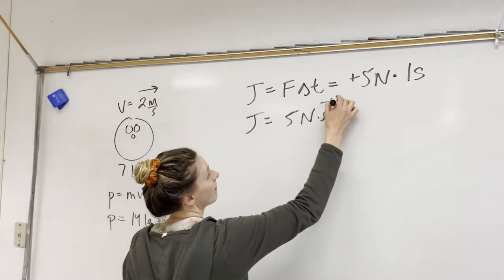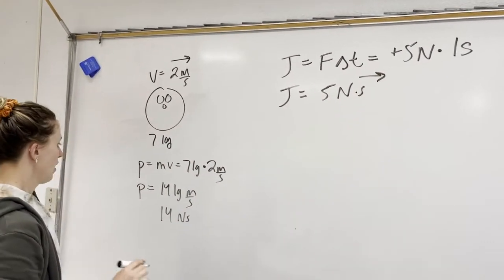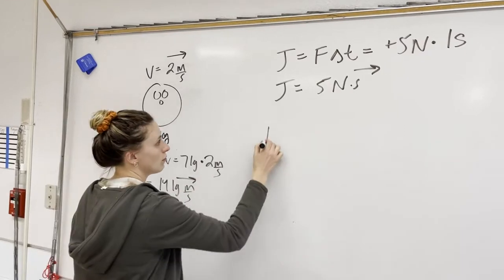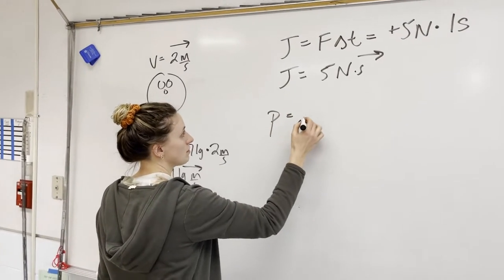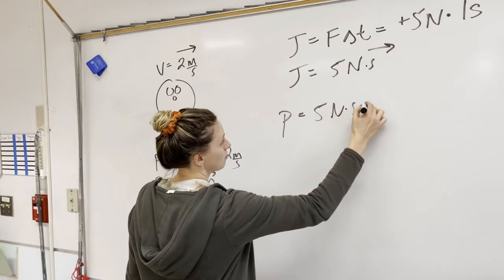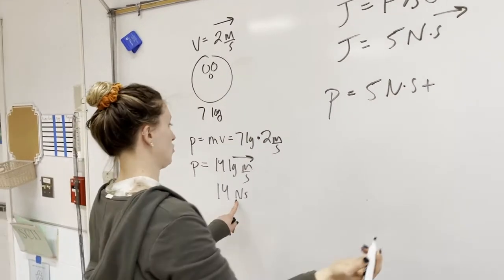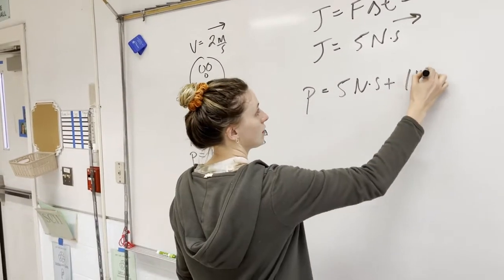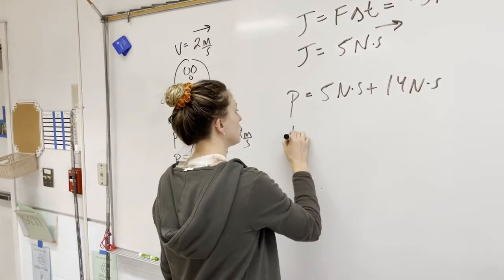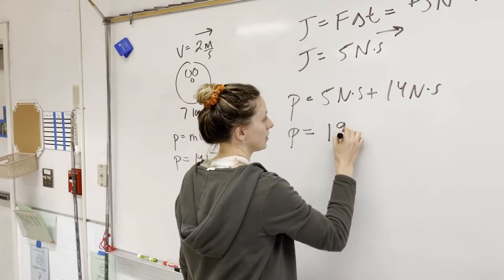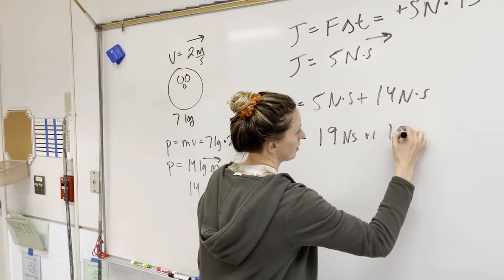How much momentum is it going to have after that kick, do you think? Well, the total momentum is going to be 5 Newton seconds plus 14 kilogram meters per second. Yeah, that's the new momentum. So 14 plus 5 is 19 kilogram meters per second.